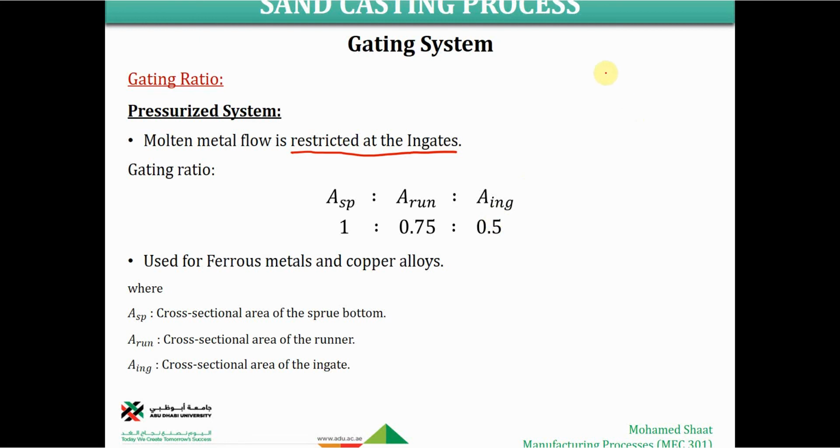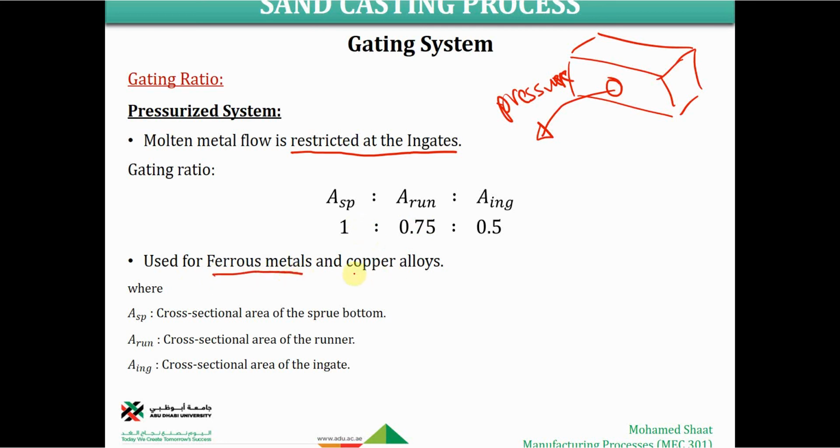So what does it mean? It means that it works like this: this is the runner in this case, and you have a very small opening here. So for the molten metal to fill into the mold cavity, the molten metal will be pushed. It is pressurized. It is fluid under pressure to fill into the mold cavity. This is the pressurized system, and the area of the ingate should be smaller than the area of the runner or the down sprue. It is used basically for ferrous metals and copper alloys.